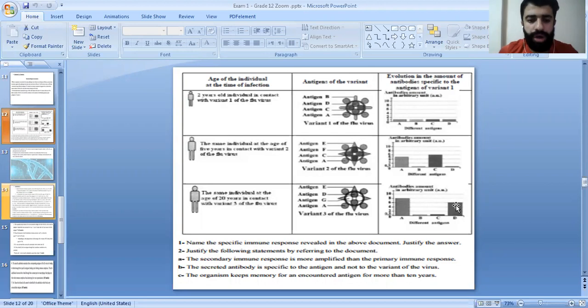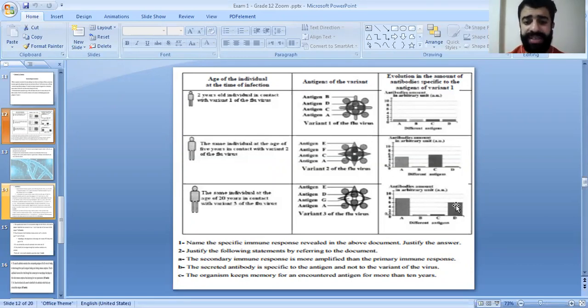First one, part number 1. They said: name the specific immune response revealed in the above document, and justify your answer. Already we said that the type of immune response is the specific humoral immune response because we have a high amount of antibodies secreted. Justify the following statements. They said to justify the following statements by referring to the document. So according to the document, you have to justify each of the following statements.